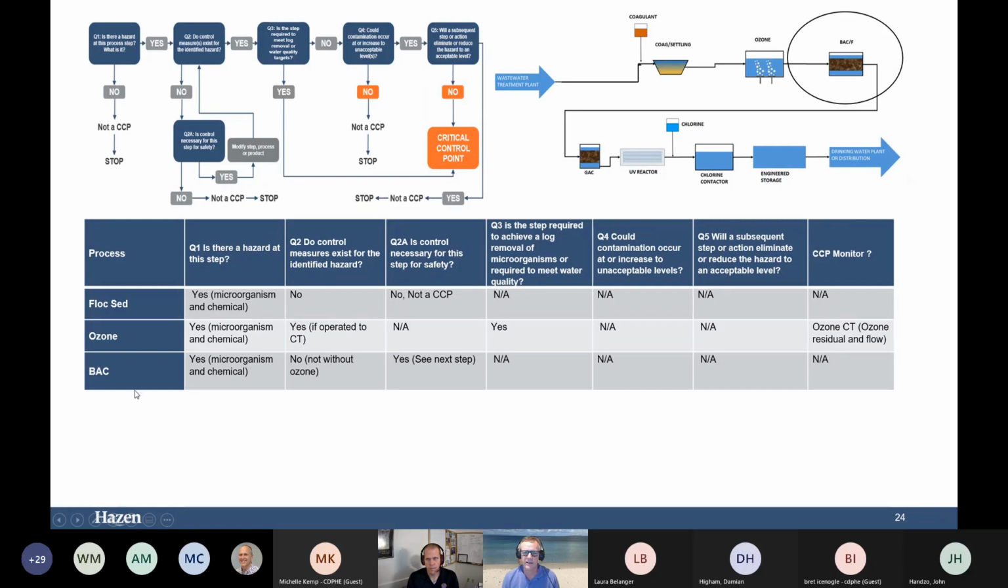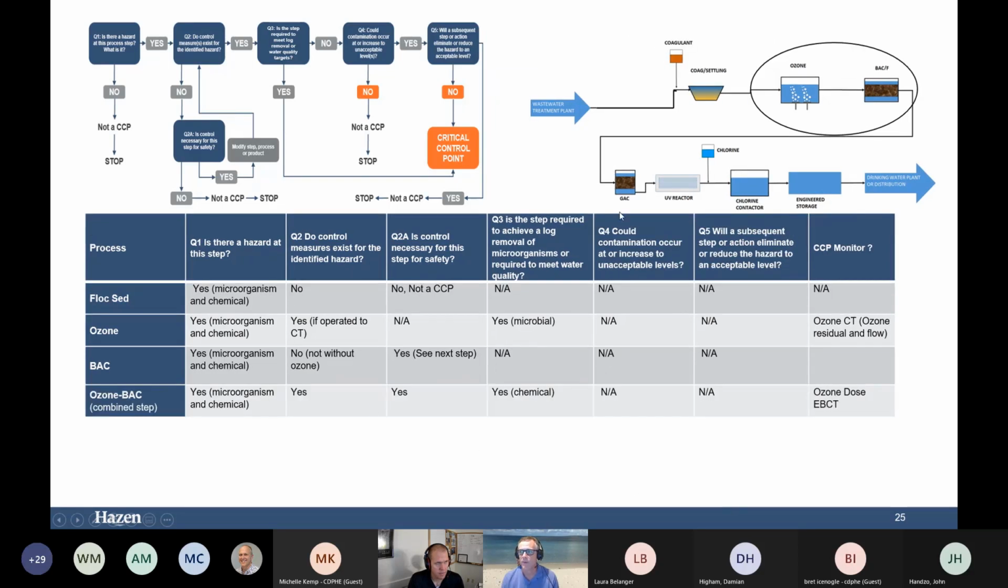I move on. Is BAC a critical control point? We've got the risks of microorganisms and chemicals still. We haven't removed all of them. But do control measures exist? Well, without ozone being considered as part of the process, or for that matter, if we don't include the floc-sed as part of that process, well, on its own, no, because we don't have either the knowledge in this process that we have coagulated, flocculated solids from a filtration standpoint, and we don't know on its own that we have ozone to oxidize the organics into a state that they would be well removed on the BAC.